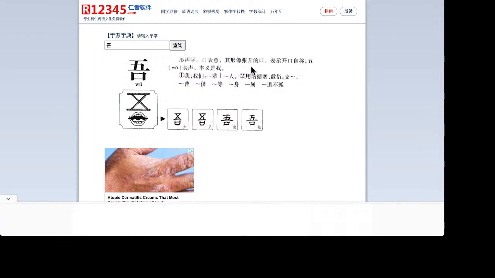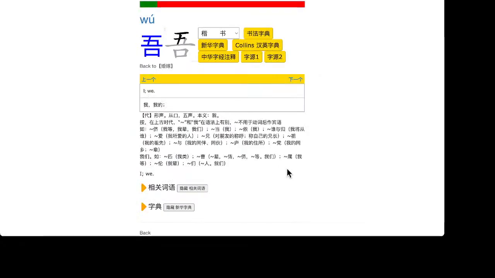So let's take a look at this character. This one looks like a person opening a mouth to speak, and the top part is the character called 五, which means five. Five here is just used to represent the sound. So basically this character is very simple. It's basically I am referring to myself. Okay, so this is 吾.